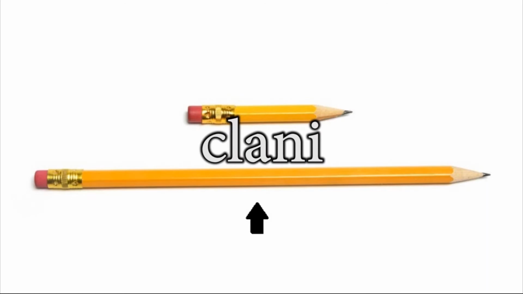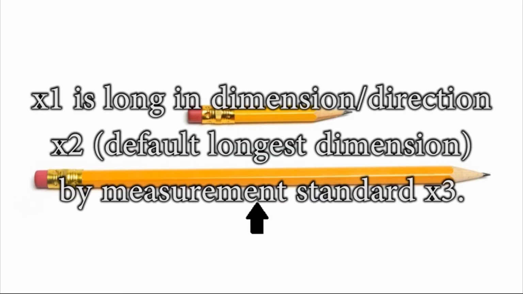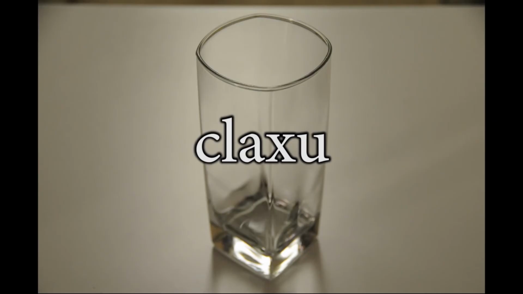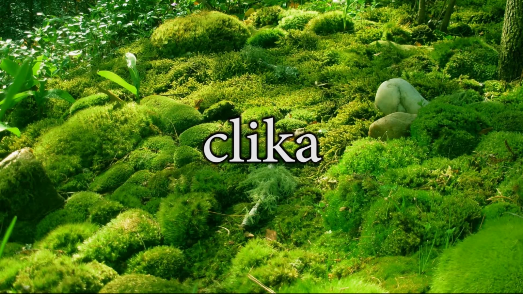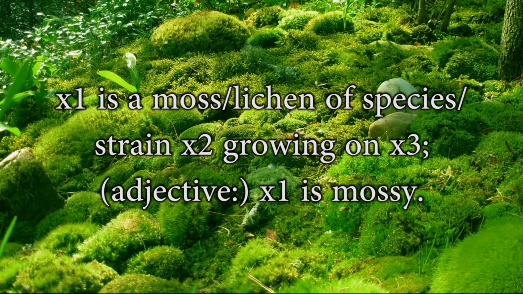Slani: X1 is long in dimension or direction X2 by measurement standard X3. Slachu: X1 is without, lacking, free of, or lacks X2. X1 is X2-less. Slika: X1 is moss or lichen of species or strain X2 growing on x3. x1 is mossy.